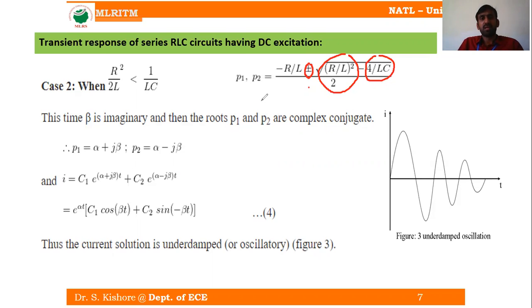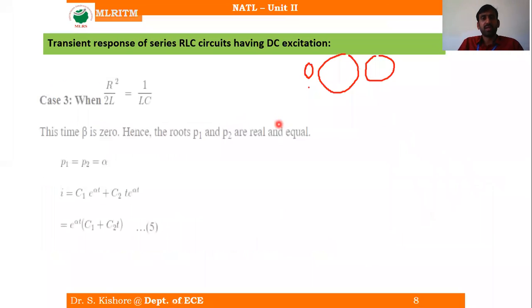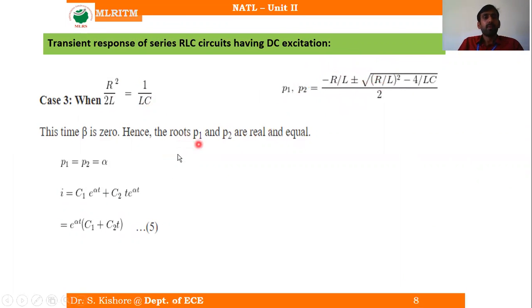Right? So here we have to observe one thing. The roots here are going to be real and equal. So when this is equal, the roots P1 and P2 are real and equal, and if we say minus r by 2L as alpha here, we can have P1 and P2 equal to alpha. So we can have i is equal to C1 e power P1t plus C2 e power P1t.